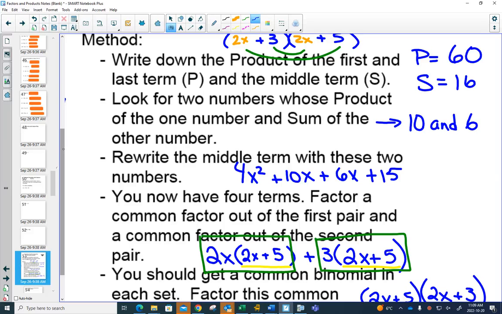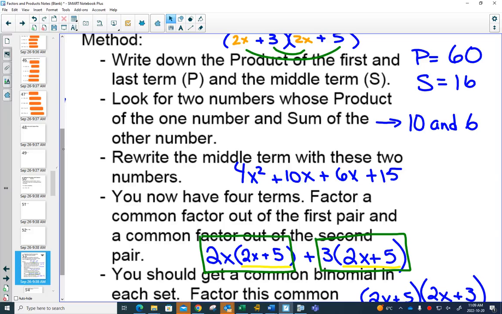This is called the grouping method. The grouping method is quite a bit longer than the factoring methods we've done so far, but sometimes is faster if you have a hard question to begin with. Okay, we're going to do some more. We've seen one example.